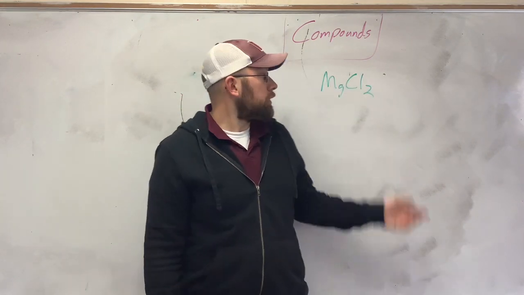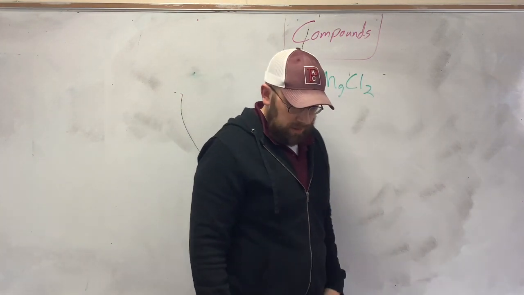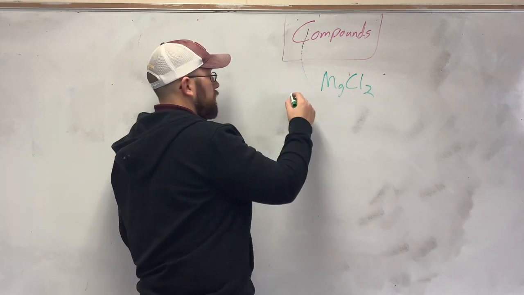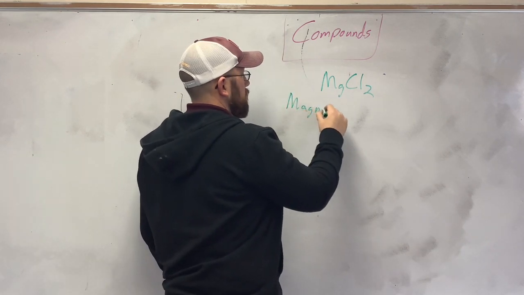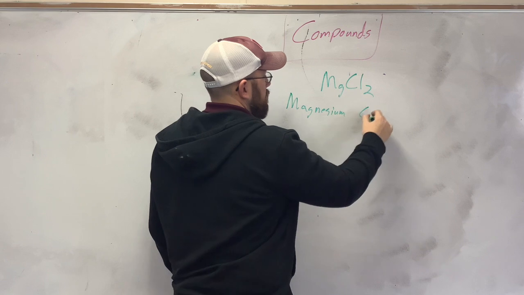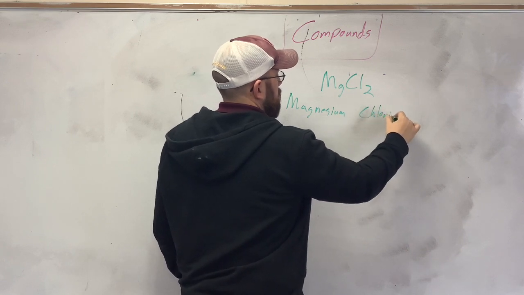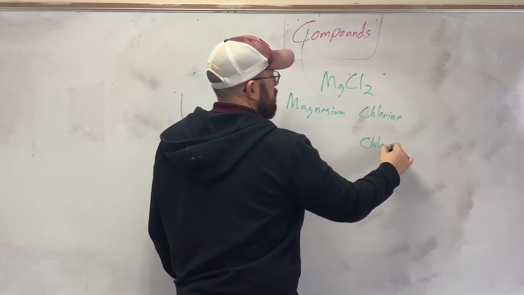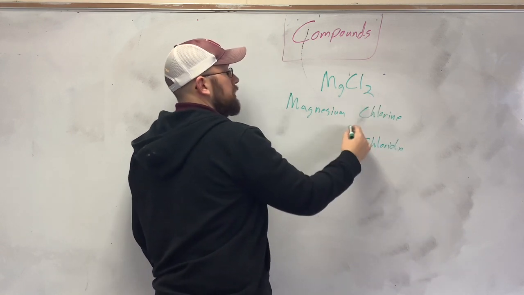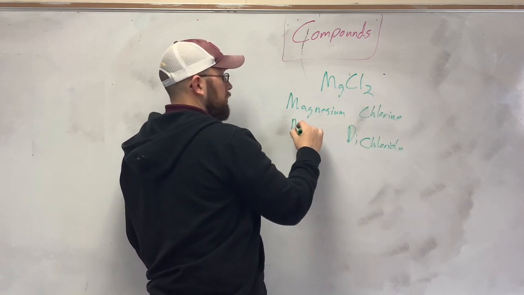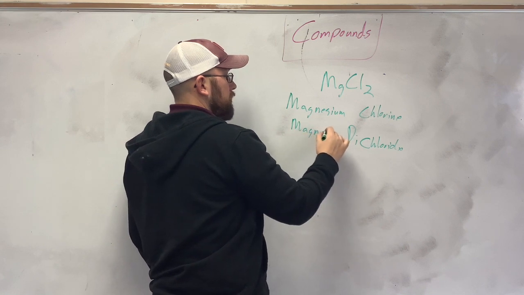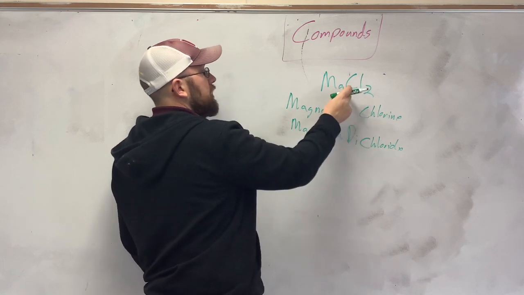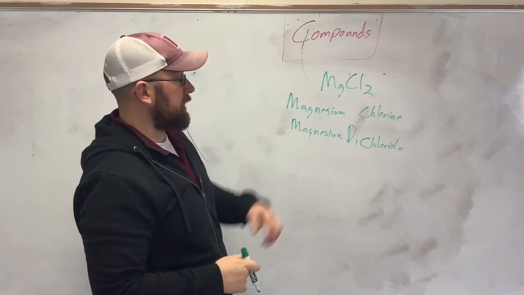And just for good measure, the last one is magnesium and chlorine. So I add the ide to it, and I have two of them, so I say dichloride. Because magnesium just has the one, I don't add mono on the front. Magnesium dichloride.